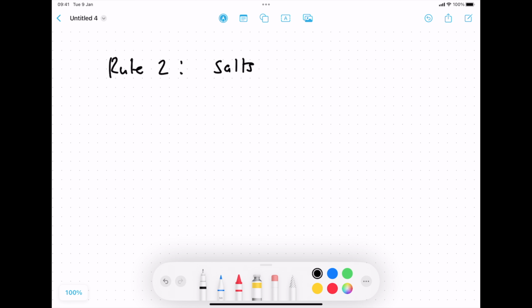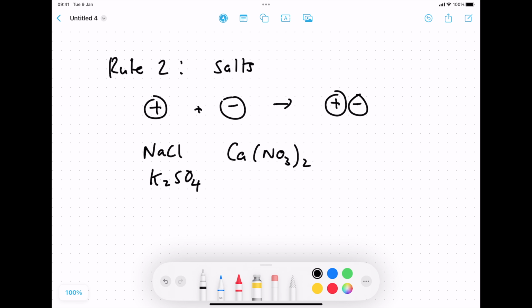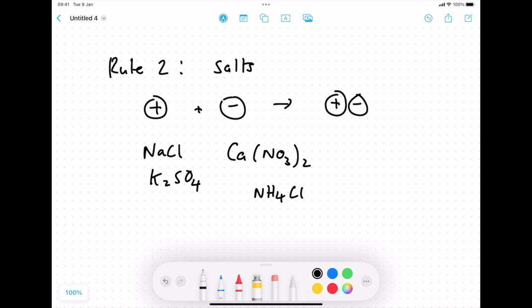So firstly, let's consider what a salt is. A salt in its most basic form is a positive ion bonded to a negative ion, usually by ionic bonding. And the vast majority of the time, the positive ion will be a metal. So, for example, sodium chloride, potassium sulfate, calcium nitrate, and a non-metal positive ion would be ammonium, such as ammonium chloride. Salts are formed through ionic bonding, the electrostatic attraction between oppositely charged ions, and they have varying solubilities. So, are there any general rules you can follow to work out what their state symbol would be?